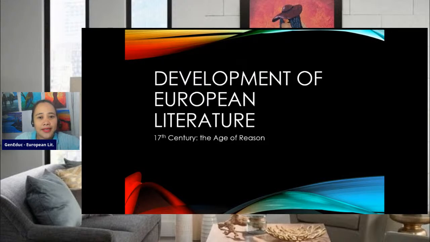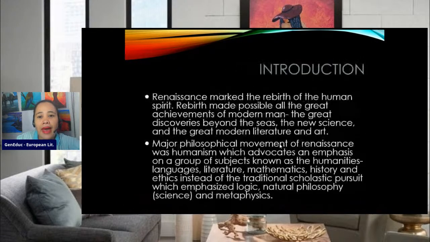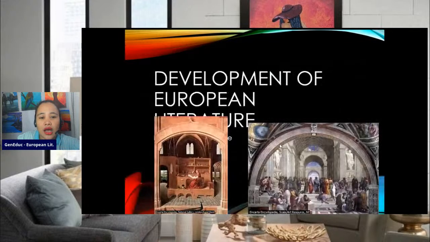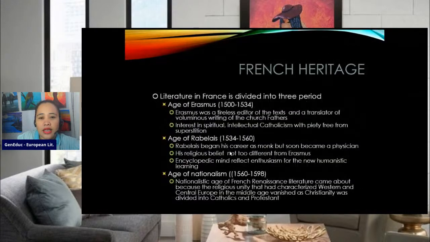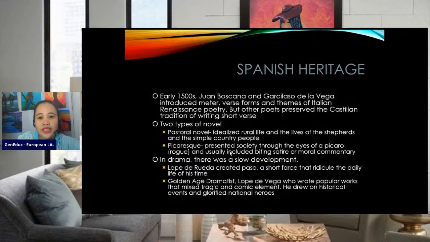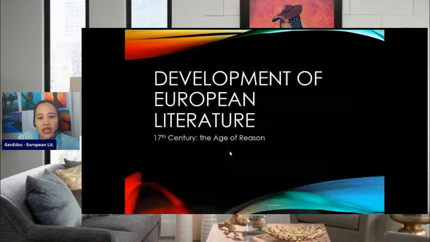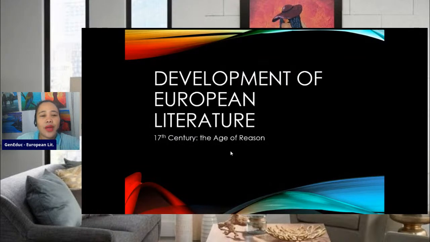All right. So as we go back, we discussed the Italian heritage, second the French heritage, Spanish heritage, the English heritage. Okay, so now let's have the development of European literature in the 17th century, the Age of Reason. What do we mean by Age of Reason?